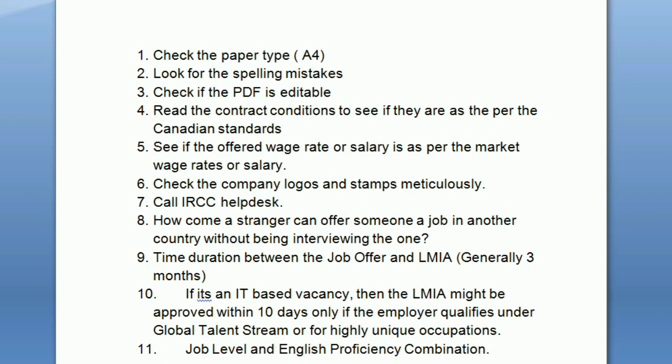Check if the PDF is editable. Again, as we have discussed, if you're able to edit the PDF, then it is most likely that that's not the one you're looking for. That's not the genuine job offer.